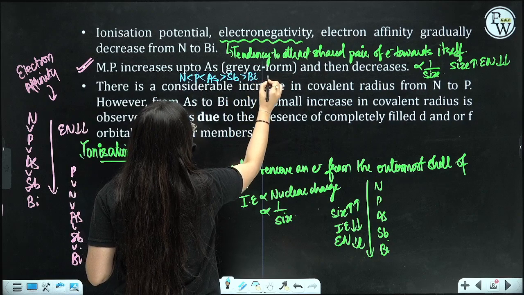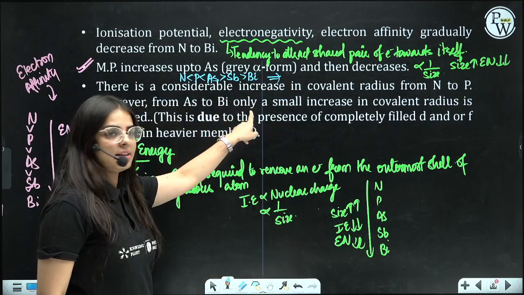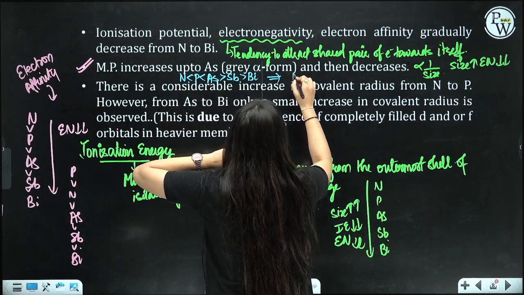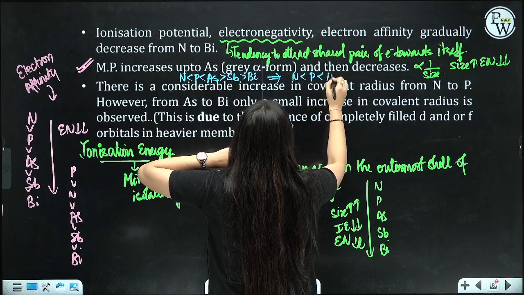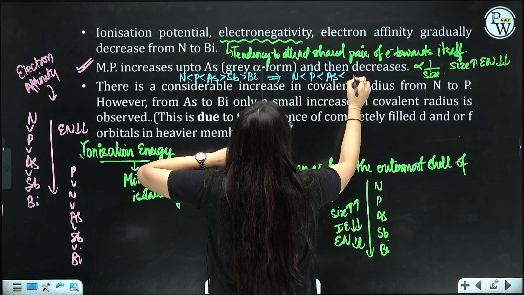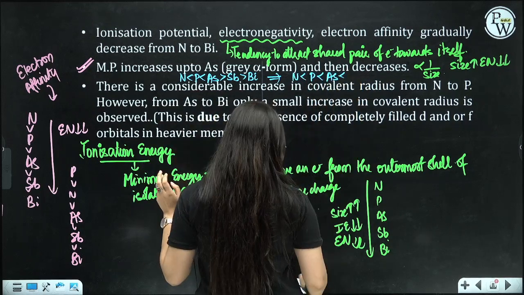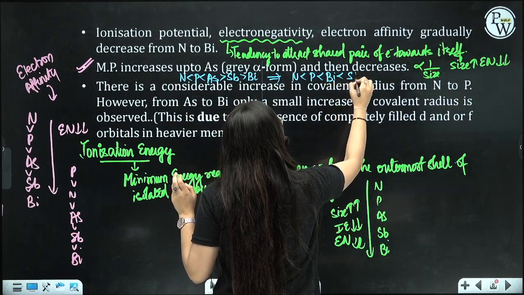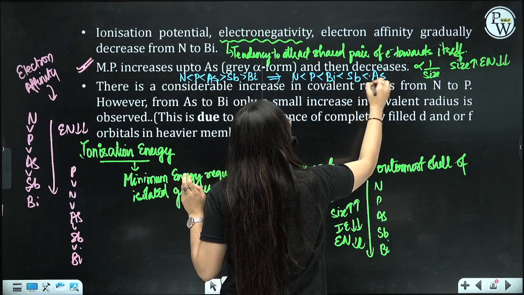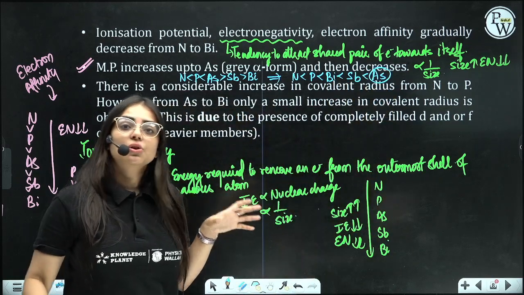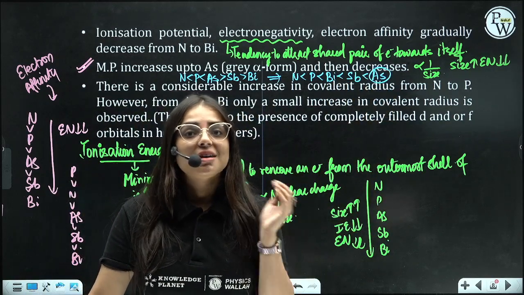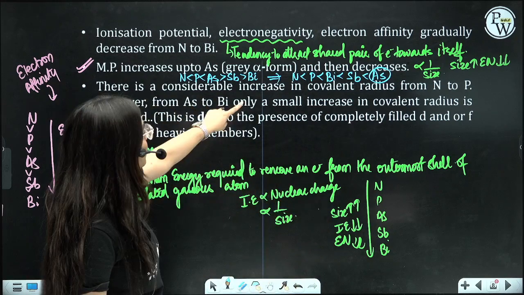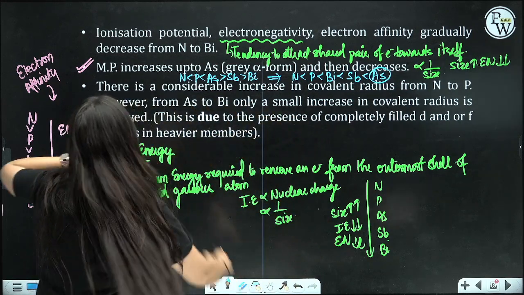So if I have to write the correct order, in actual it is like this now, but if I have to write the correct order: nitrogen, phosphorus, then comes bismuth, then antimony, and at last arsenic. A question from this part is always asked in exams: which of the following has the highest melting point? The answer is going to be arsenic. Clear, everyone? Clear with this part?